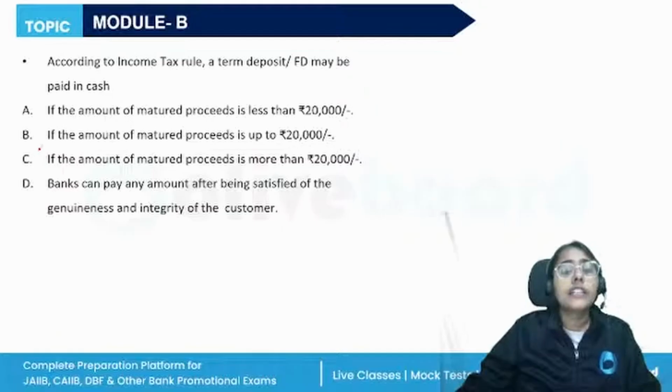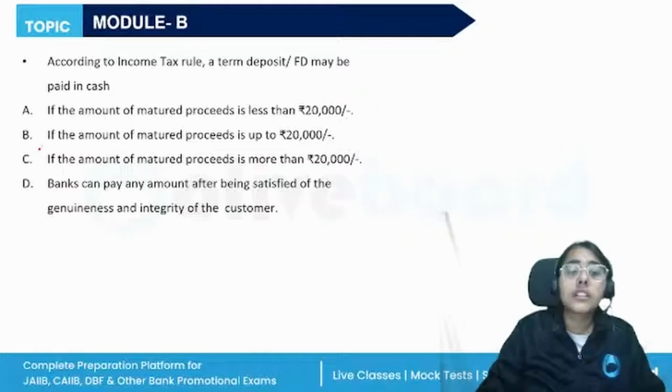Then, according to the income tax rule, a fixed deposit or an FD or a term deposit may be paid in cash if the amount of matured proceeds is up to rupees 20,000. If the amount of matured proceeds is more than 20,000, the banks can pay any amount after being satisfied of the genuineness and integrity of the customer. So, out of the following, which will be the correct answer? A, B, C, or D?